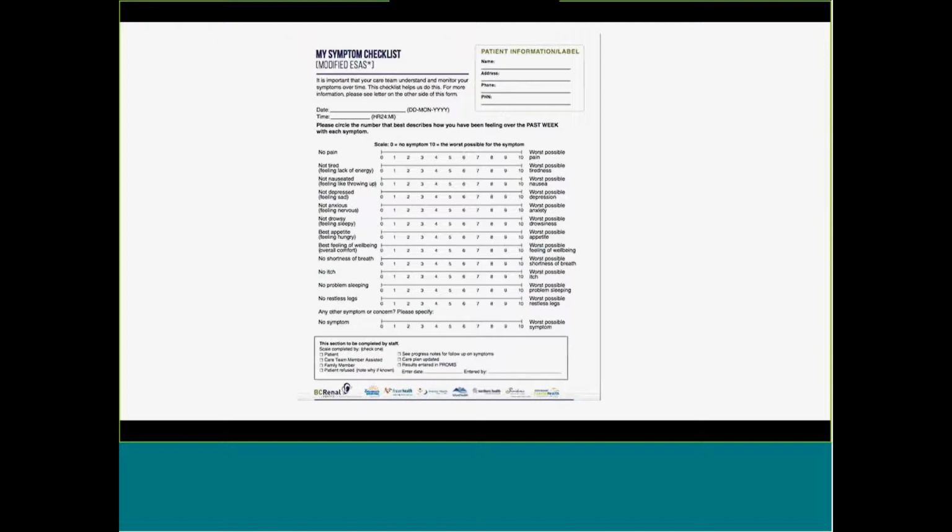Patients will fill out this tool when they come to the kidney care clinic, and then they take the tool when they go see the different professionals during their appointment, and this allows for their symptoms to be addressed and a management plan to be created.